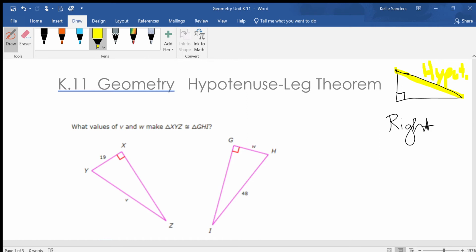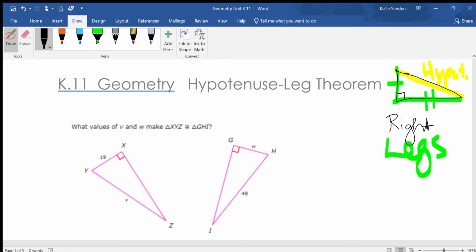Hypotenuse. And then the other two sides that make up the right angle, this one and this one, are called legs. Both of them are legs, and then you have a hypotenuse. So if you know you have a right triangle, and you know your hypotenuse is congruent to the other hypotenuse, and you know one of the other legs is congruent to the other leg, then we have hypotenuse leg, and then the triangles are congruent. So what is the value of V and W to make these congruent?